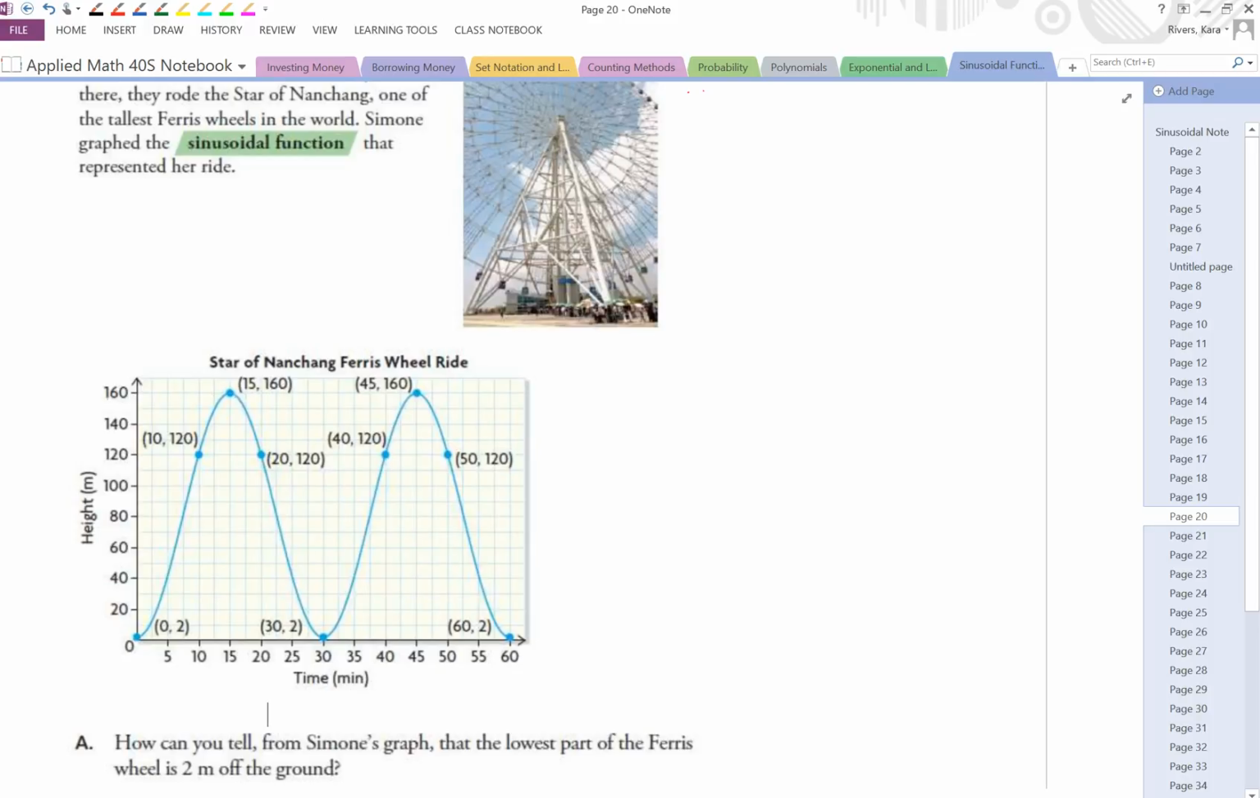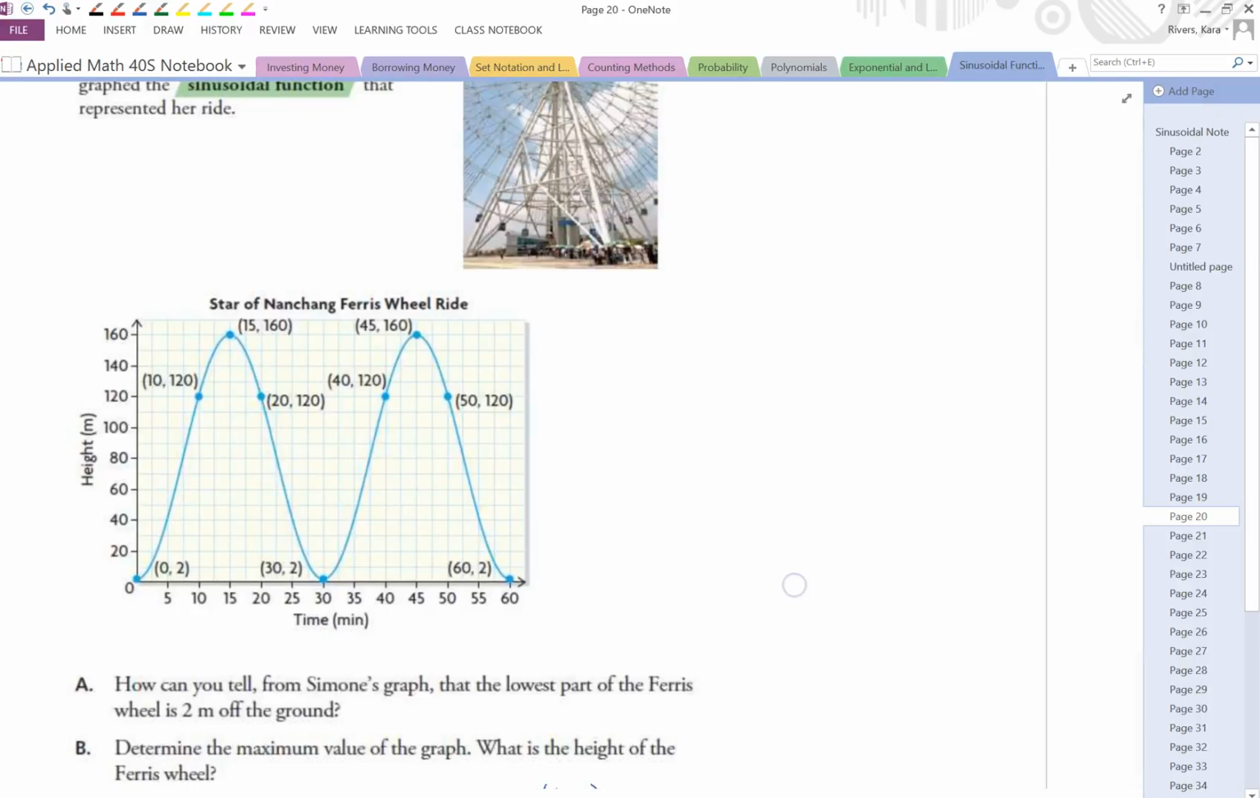When we look at the lowest points, or our minimum values, we can see that the y value is 2 for each of them. So the lowest possible value, the lowest possible height that she's going to be when traveling on this Ferris wheel is going to be 2 meters off the ground.